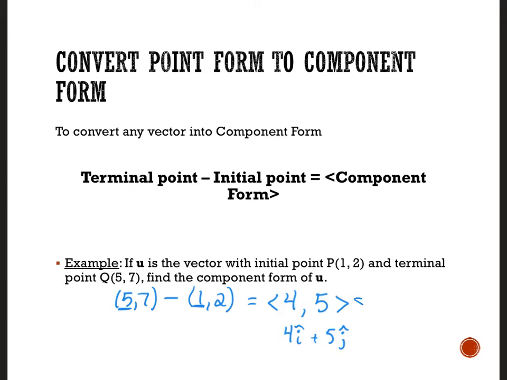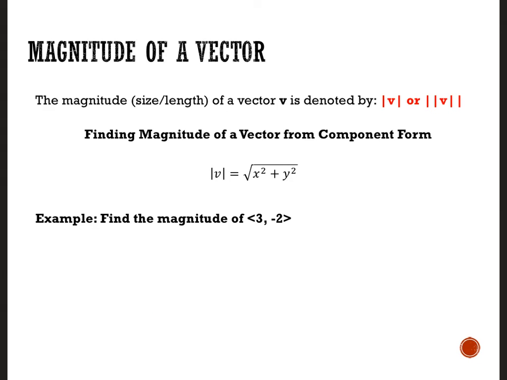Again, either of these forms is the component form of a vector that is starting at the point (1, 2) and ending at the point (5, 7). We use the word magnitude of a vector to describe the length or size of the vector. This is notated with a set of absolute value bars around a vector v, or double absolute value bars. Again, different textbooks or websites use different notation. The formula to find the magnitude is just the Pythagorean theorem, because we're finding a length, and so we're going to treat that like a hypotenuse.